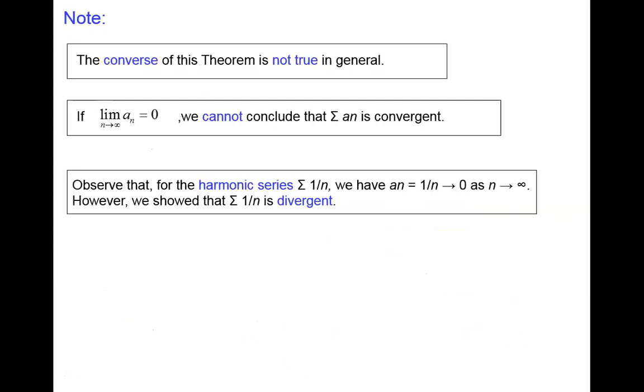Proof. Probably it's the same as what I just said. The converse of this theorem is not true in general. If the limit of the sequence is 0, we cannot conclude that the series is convergent. And of course, the harmonic series is the perfect example: 1 over n is divergent, but the limit is 0. This is a sub n.